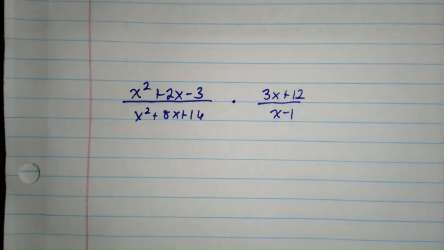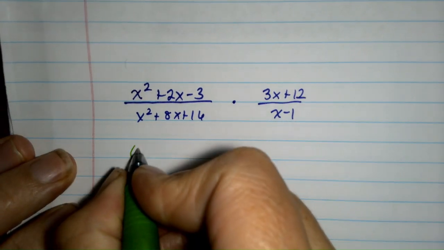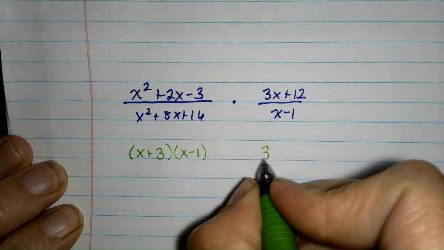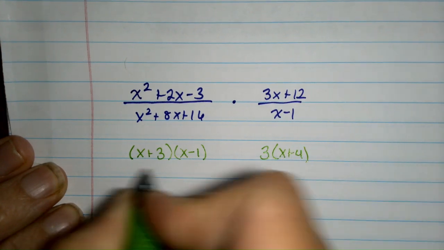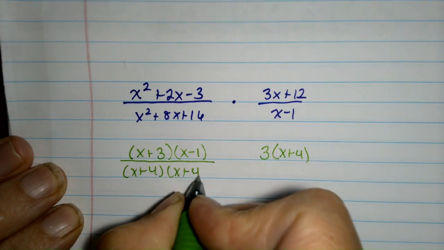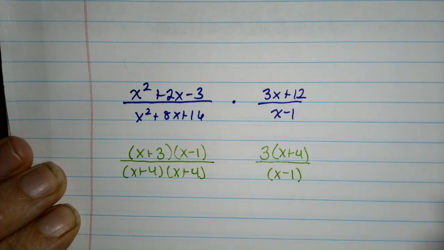If you start multiplying these fractions immediately, you're going to get a cubic function on the top, a cubic function on the bottom, and then you're going to have to simplify it later, and that could become a nightmare. So my recommendation is to, number one, just go ahead and factor. So the first numerator is x plus 3 times x minus 1. The second numerator has a GCF of 3. The first denominator is x plus 4 times x plus 4. And the second denominator doesn't have anything, so it's just x minus 1.